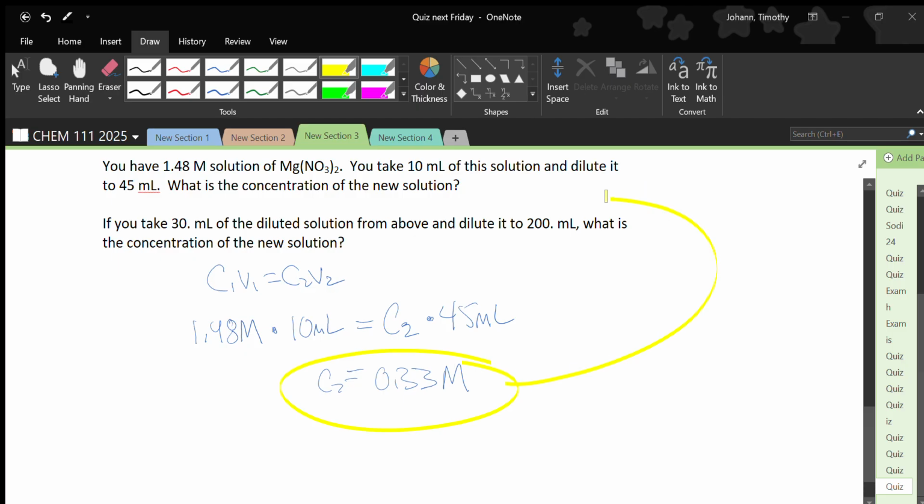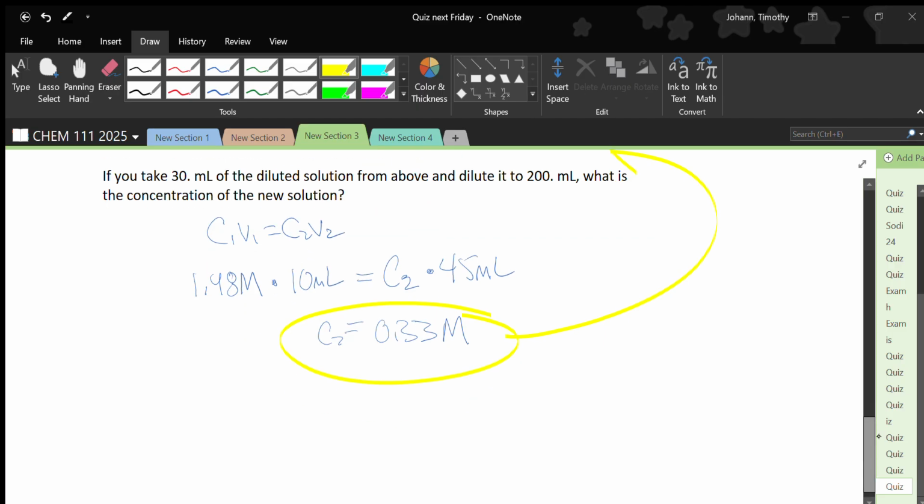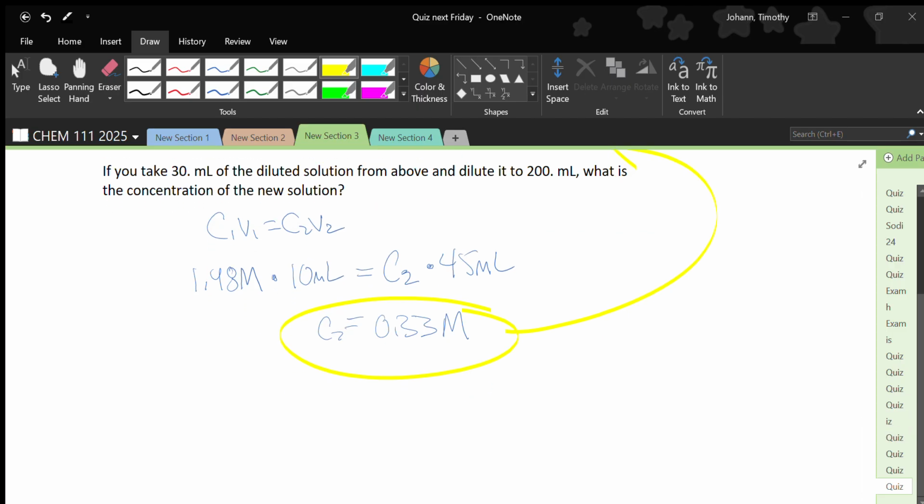And then for my second one, I'm doing a serial dilution. I'm going to take this solution and dilute it some more. Jude? So to get 0.33, you divided C1 and V1 by V2. Yes. So let me do that.